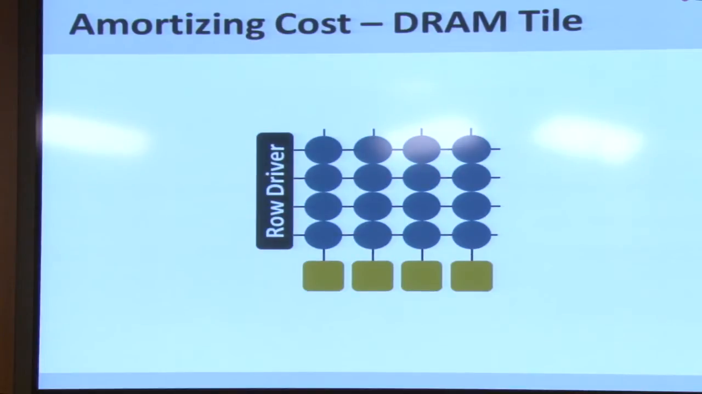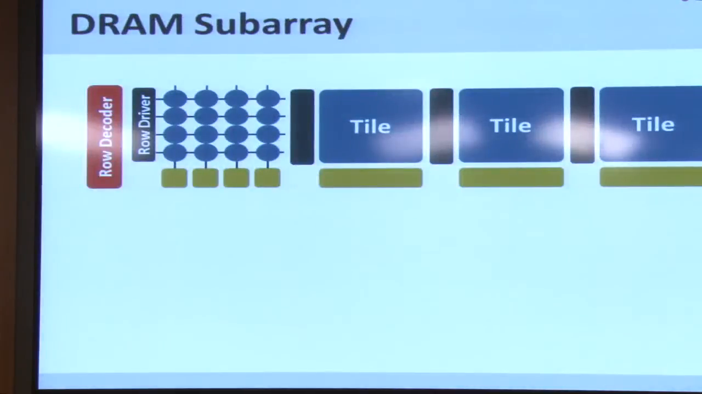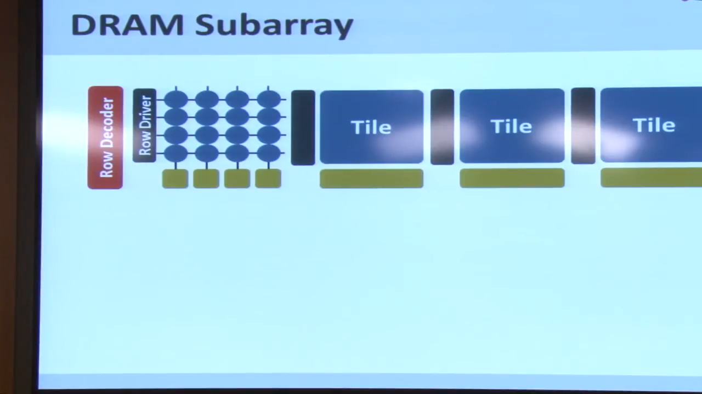Essentially firing all the sense amplifiers simultaneously. In fact, it turns out this is not sufficient, so they actually build a much wider structure, which is what we call a DRAM subarray. A DRAM subarray is essentially multiple of these tiles put together with a single row decoder on the left. So if you want to access some piece of data, you figure out which row the data is present in, and fire all the cells in that particular row simultaneously.